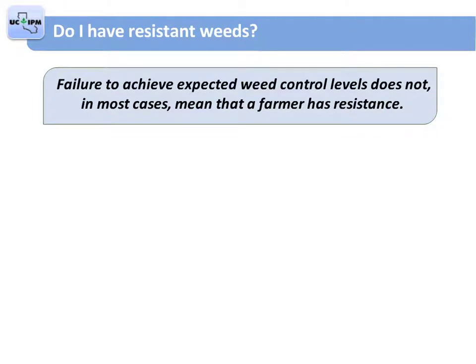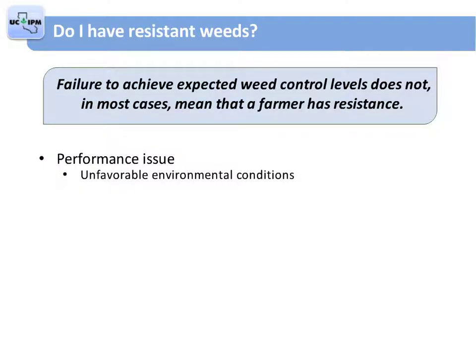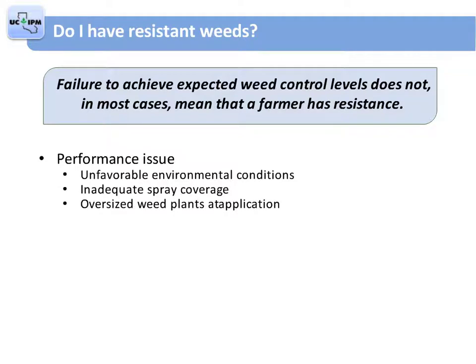The first thing to do is to make sure there isn't a performance issue. Herbicides can fail if the temperature was too hot or if it was too dry. You may not have had good spray coverage. You may have sprayed when the weeds were too large. All of these factors may affect herbicide efficacy.